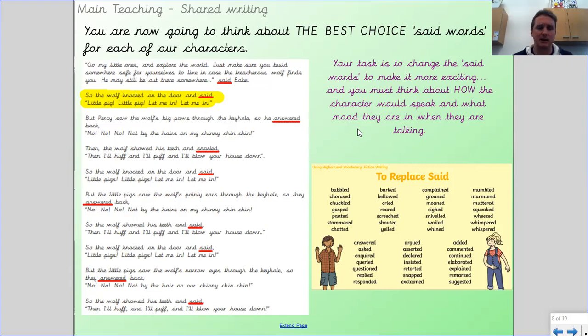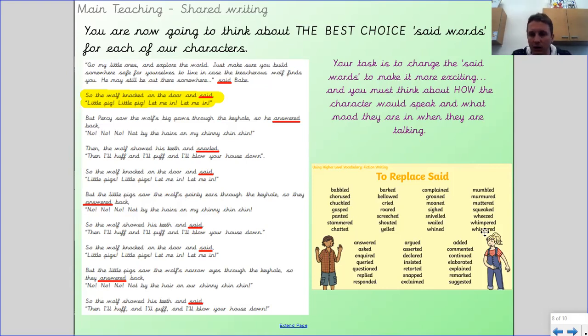He could be feeling angry because he's hungry and the little pig's not letting him in. He could be trying to trick them, so he could be trying to be nice. It might be that he's not saying it in an angry voice. He's actually saying it in a nice voice to try and trick them. So as long as you can justify it and it makes sense, then we can change that word said to pretty much anything. So let's have a go at that.